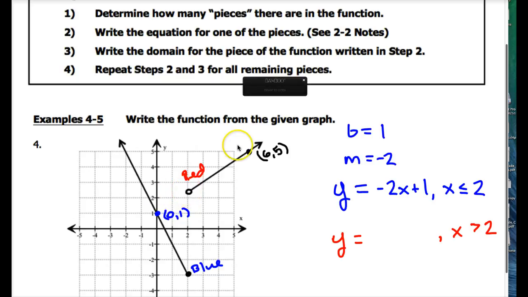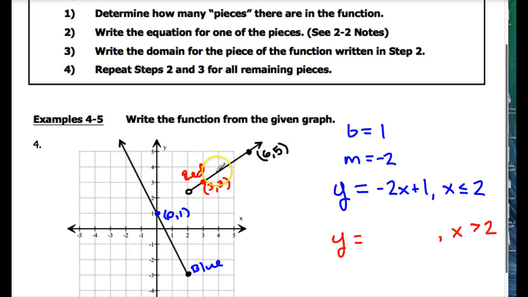So I'm going to go to this point right here that it looks like it's going through. That's a little bit more accurate, and we know that's (3, 3) right there. And then I also know out here I have (6, 5). Neither of those is the y-intercept.